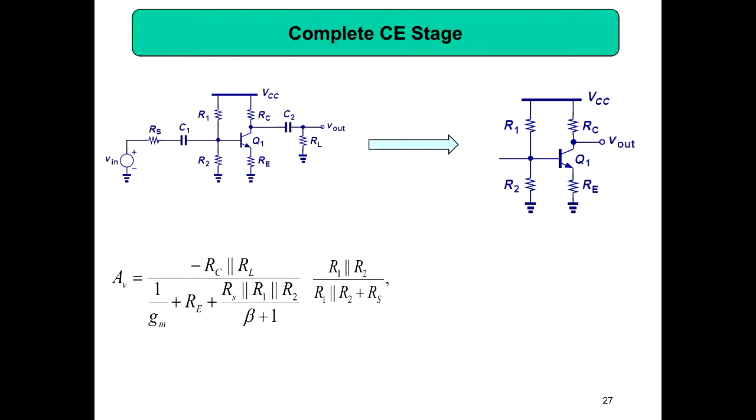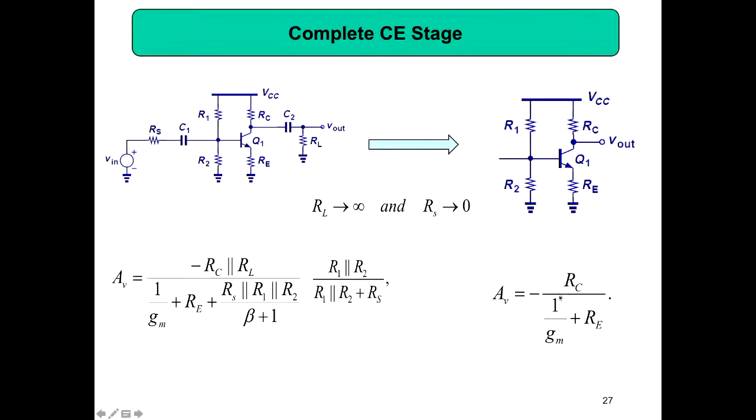0 or infinity? Infinity, because RL is open. RL is a big value, means open. So then you don't have RL here. So if you put in RL turns to infinity, big value, RS equal to 0, then what will happen is this will collapse to AV equal to minus RC, because RC is in parallel with infinity, a big value. When you have a parallel combination, the lowest value will predominate. So RC will stay there.